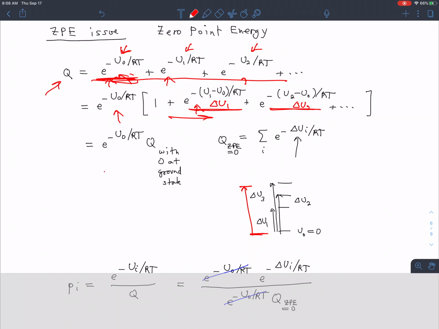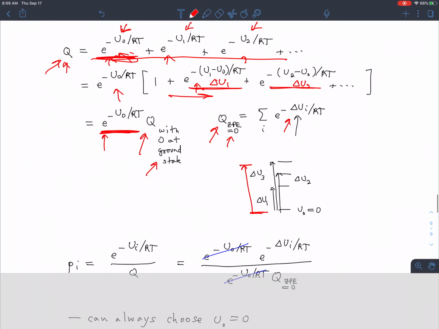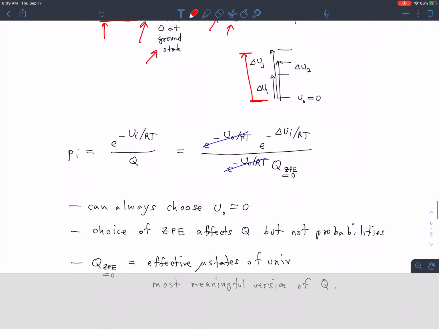And that means that you can write the partition function as a ground state zero-point energy factor times a partition function with the energy at the ground state taken to be 0. We'll call that Q with subscript ZPE equals 0, a little subscript that says that the zero-point energy is taken to be 0 in this case. And that's the sum of all the energy differences. All this is just a formal way of doing what I've been doing sort of informally in the examples up to now. And let's see how that works.